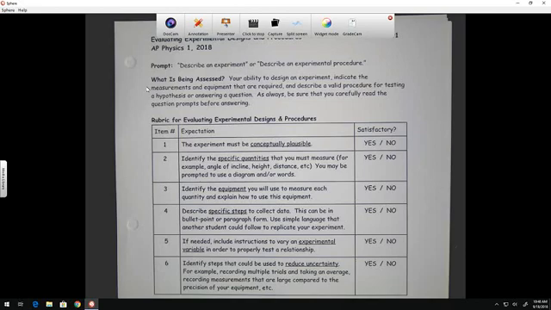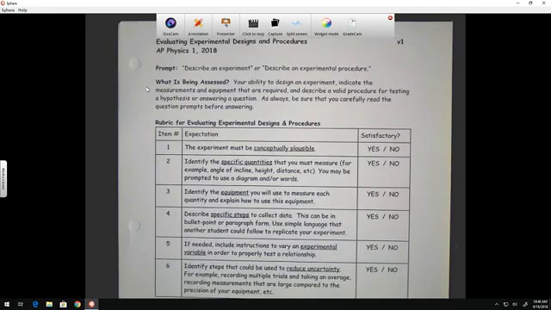You'll want to describe specific steps to collect the data. You will include instructions to vary an experimental variable. And you also want to make it clear that there are things that can be done to reduce the uncertainty in measurements. So let's take a look at the question.